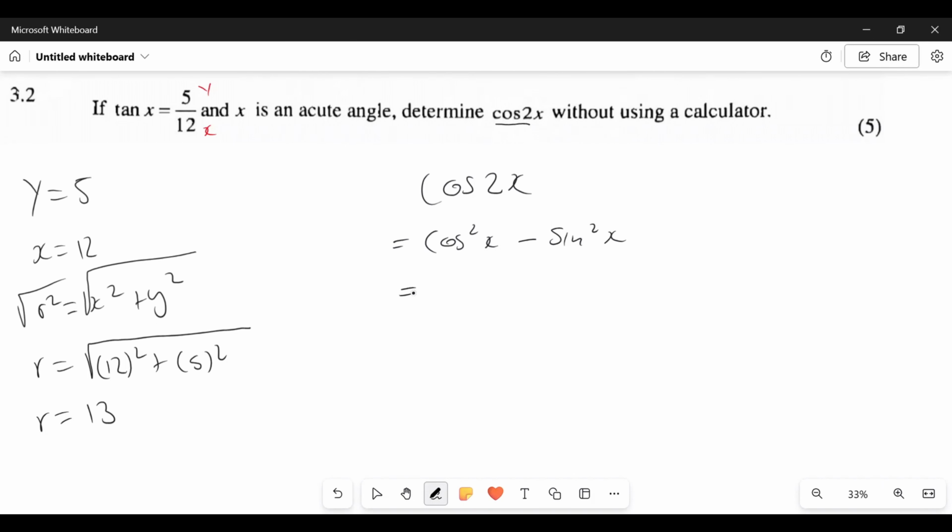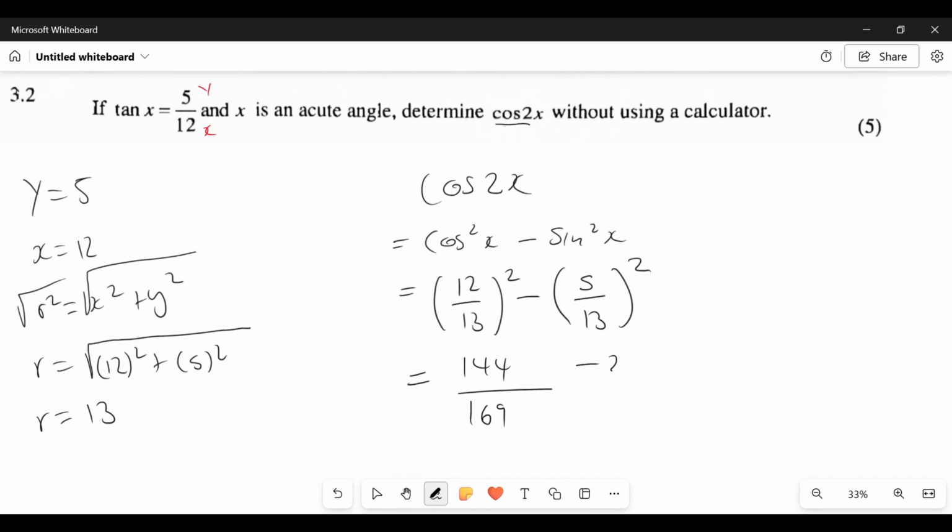So let's substitute. Remember, cos is x over r. So what is our x here? 12. What is our r? 13. There we go, squared, minus. And then what is our sine? Sine is y over r. So what is our y here? 5. What is our r? 13. So we square this, right? If you square this, it's going to give you 144 divided by 169 minus 25 divided by 169.